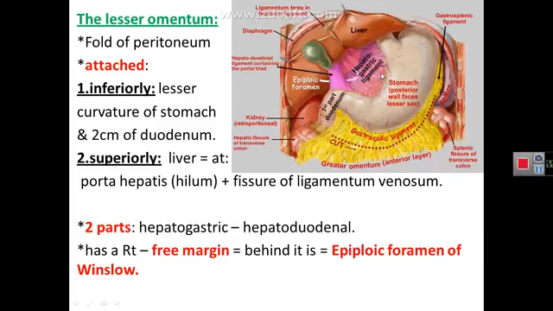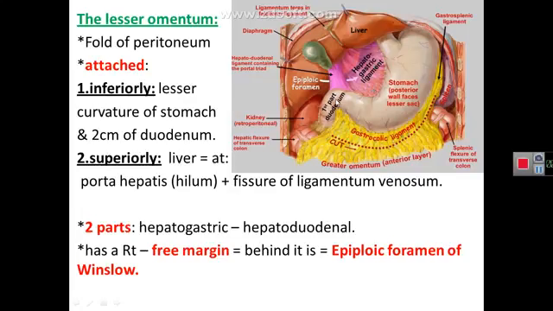It is attached superiorly to the liver, specifically to the porta hepatis, which is the hilum of the liver, and the fissure for ligamentum venosum. While attachment below is to the upper border of the stomach, which is called the lesser curvature, and also to the first 2 centimeters of the duodenum, which is the first part of the duodenum.